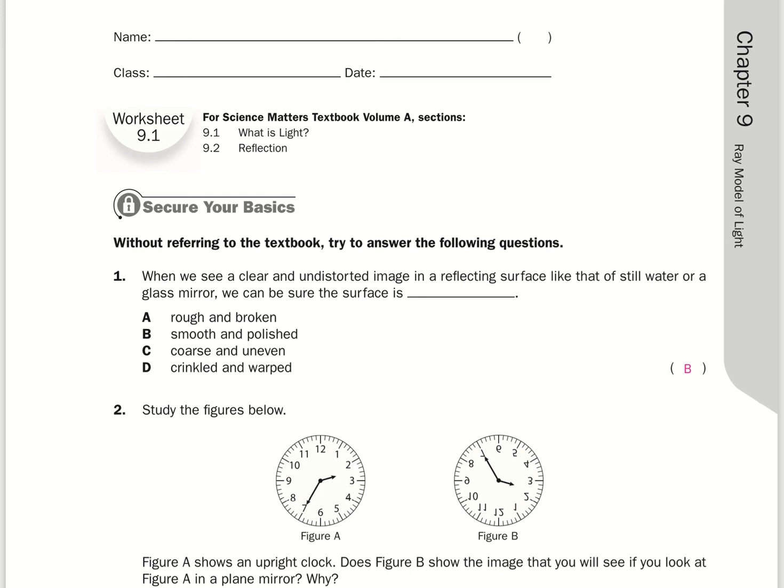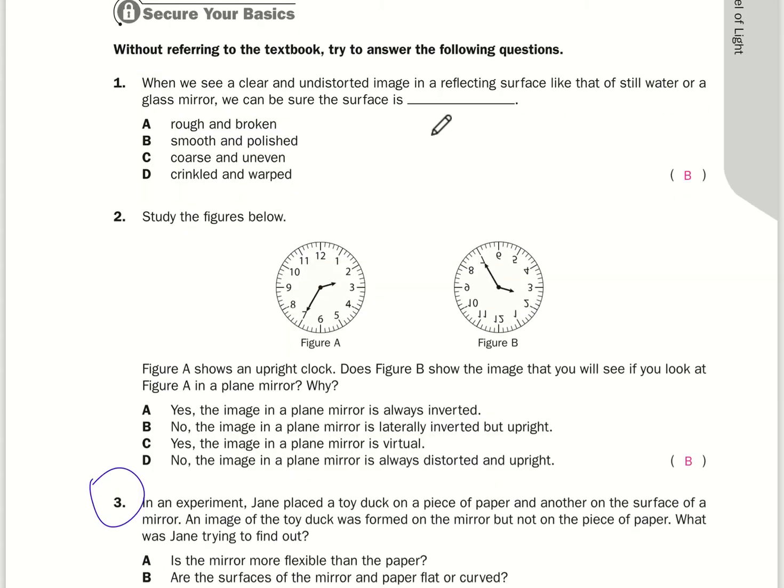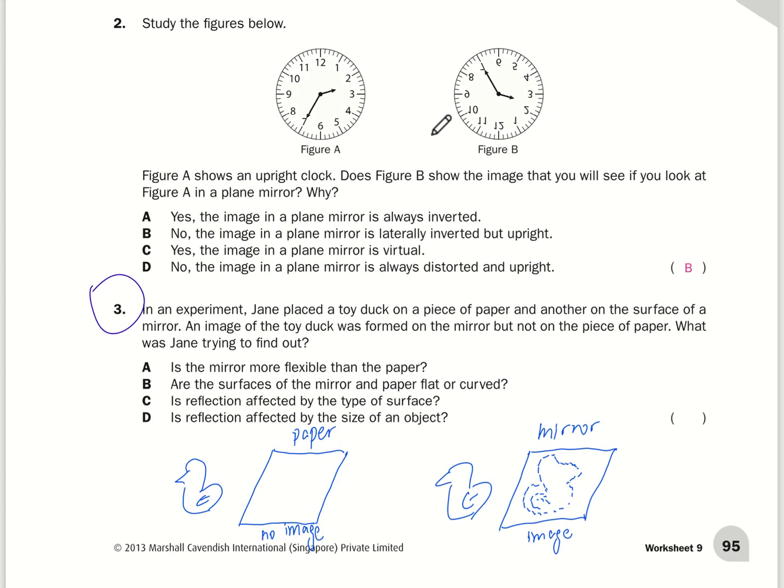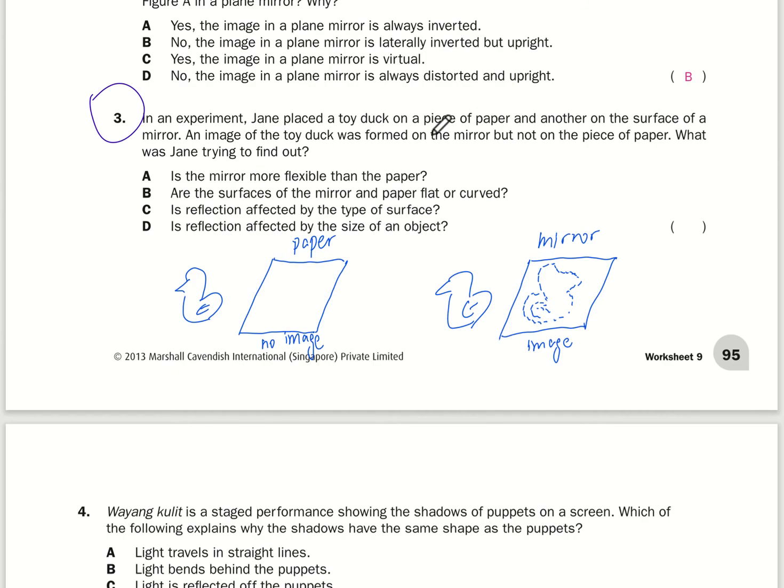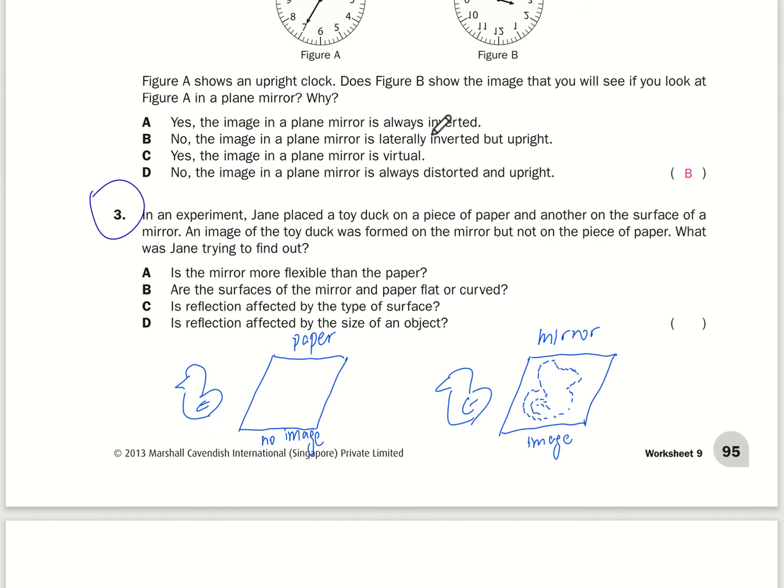Hi students, now we'll be going through chapter 9.1, some questions that we didn't manage to go through in class. Okay, so let's look at question 3. So for question 3, let's highlight the keywords.